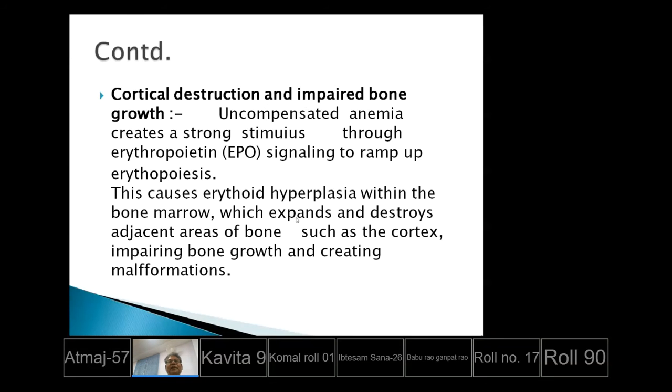Cortical destruction and impaired bone growth. Uncompensated anemia creates a strong stimulus through erythropoietin, signaling a ramp up of erythropoiesis. This causes erythroid hyperplasia within the bone marrow, which expands and destroys adjacent areas of the bone, such as the cortex, impairing bone growth and creating malformation.